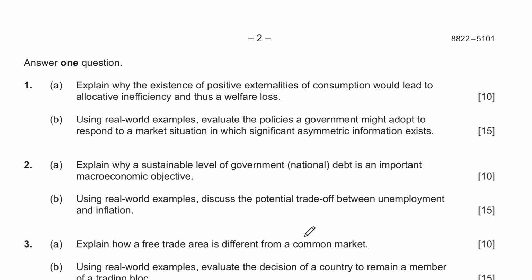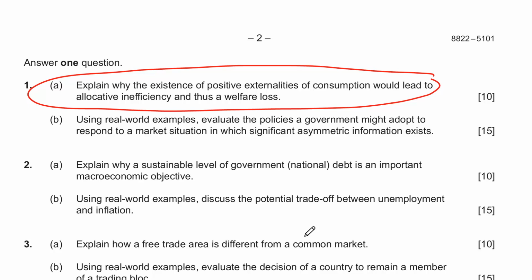So I'm going to do just the first question over here, which is asking us to explain why the existence of positive externalities of consumption would lead to allocative inefficiency and thus a welfare loss.